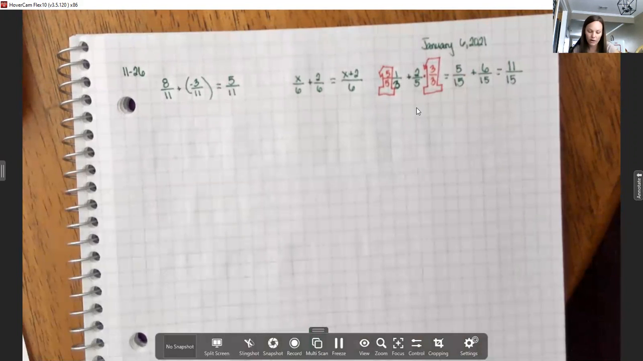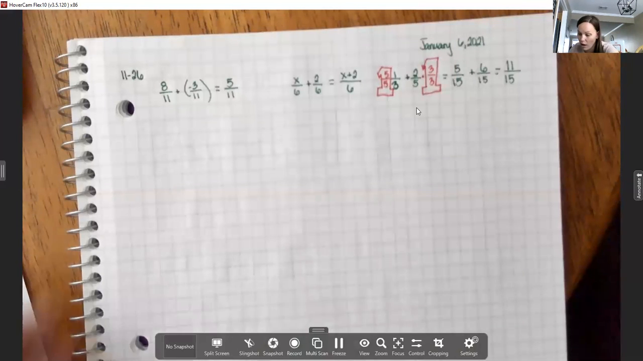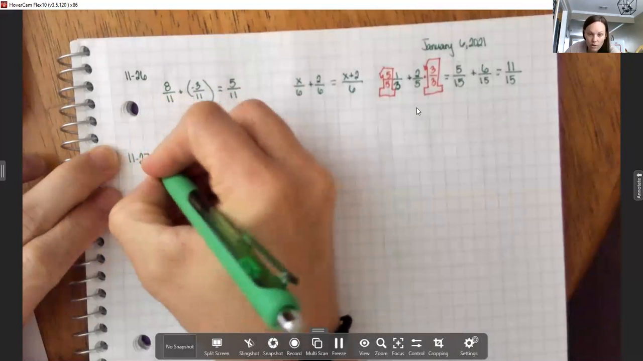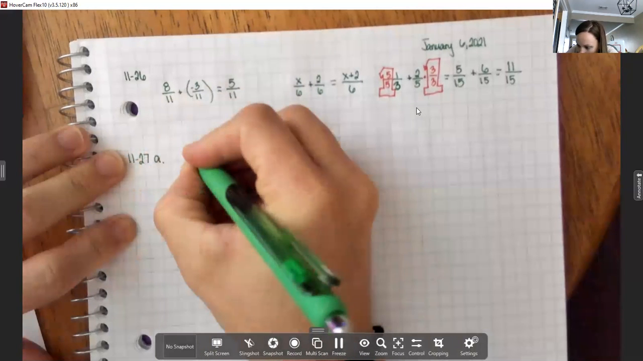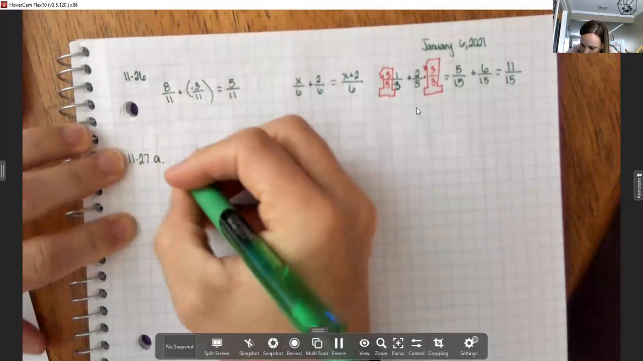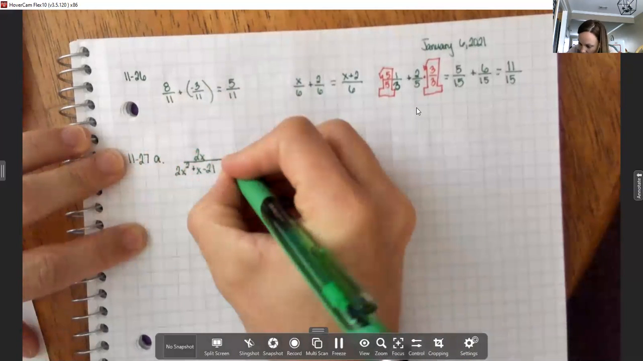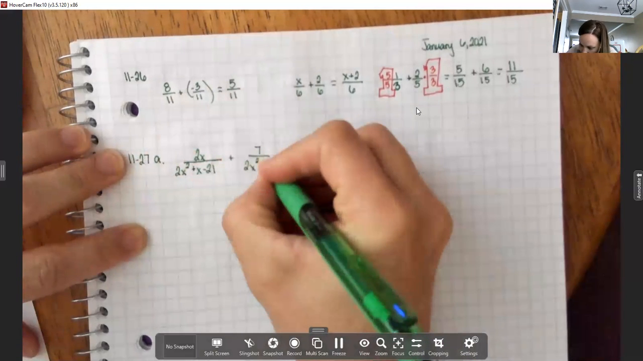All right, so here on number 27, it says examine each expression below. For each one, use your understanding of adding fractions to add the algebraic expressions and simplify your final expression if possible. So A is 2x over 2x squared plus x minus 21 plus 7 over 2x squared plus x minus 21.